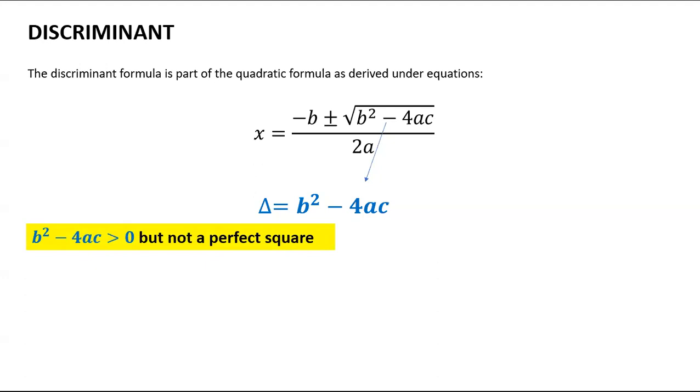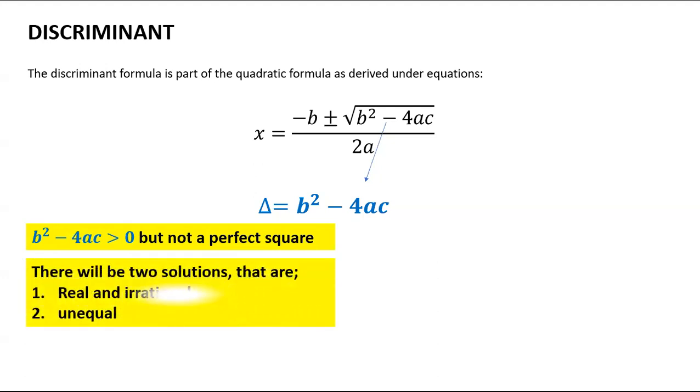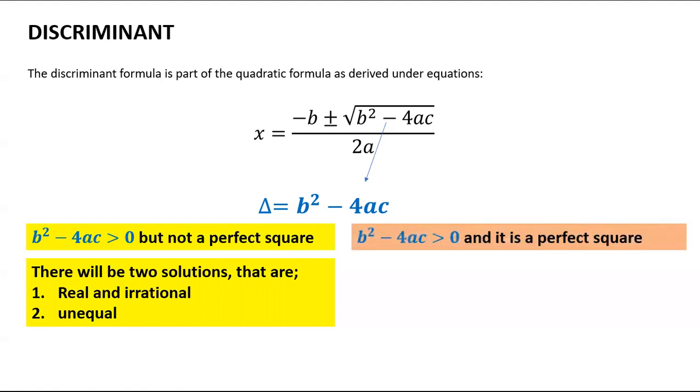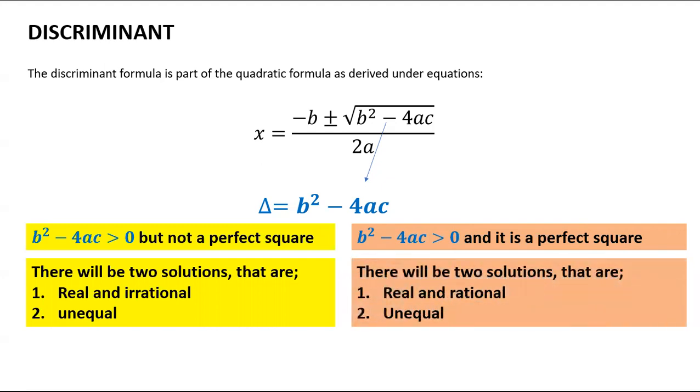But what if it's greater than 0 and it is not a perfect square? If it is not a perfect square, those two solutions will be real and irrational. And obviously, they will be unequal, right? However, if delta, or the discriminant, is a perfect square, what does that mean? It means that we're going to have two solutions still, but these solutions are going to be real and rational. If it's not a perfect square, they will be real and irrational. If it's a perfect square, they will be real and rational.